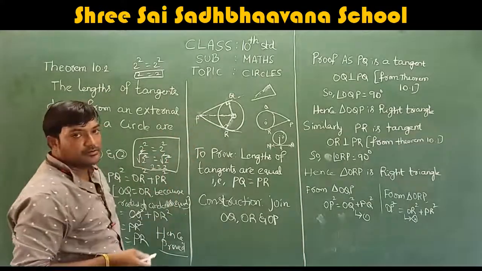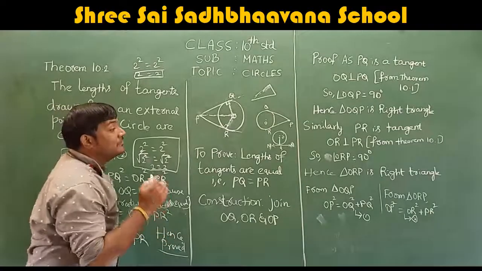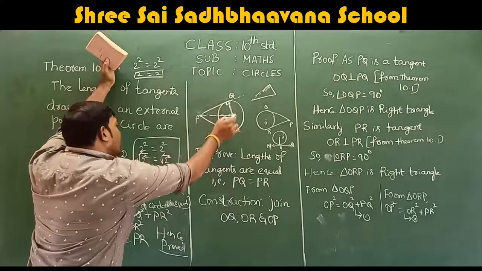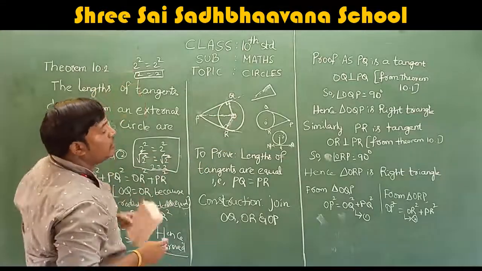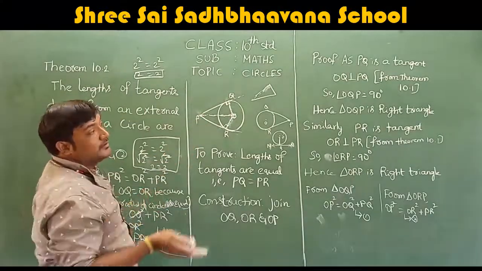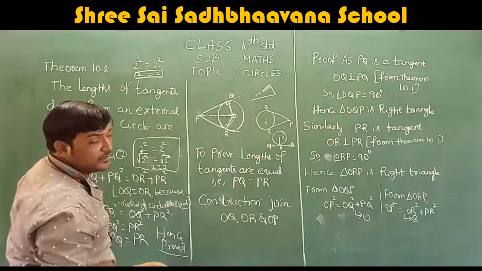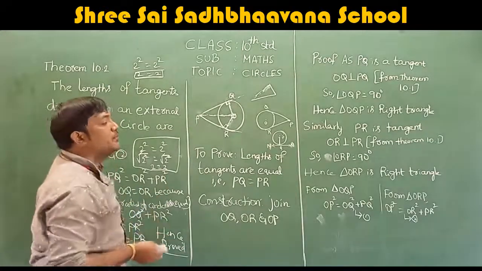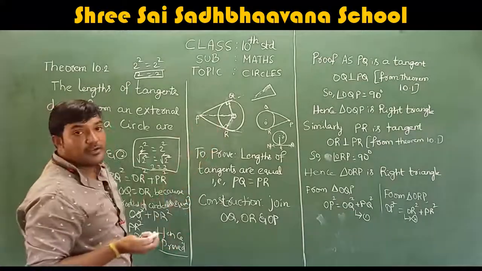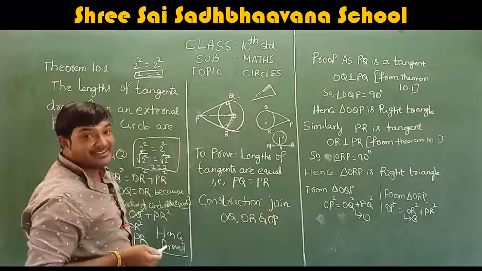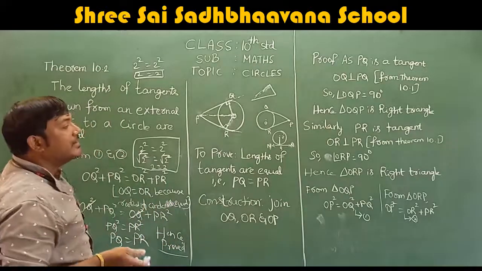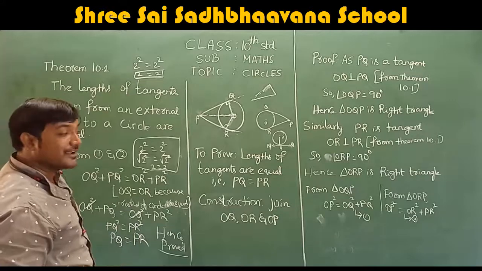Similarly, PR is another tangent here, and so this is from the same theorem. OR is the radius, correct? OQ is also radius, and OR is also radius, correct? So here this OR is again perpendicular to PR. Same thing from theorem 10.1, because this is also a tangent to the circle. So OR is perpendicular to PR from theorem 10.1. And we can also say that if it is a perpendicular, definitely this angle R should be 90 degrees, that you guys will be knowing. So angle ORP is 90 degrees. So we can say that triangle ORP is a right angle triangle or right triangle.